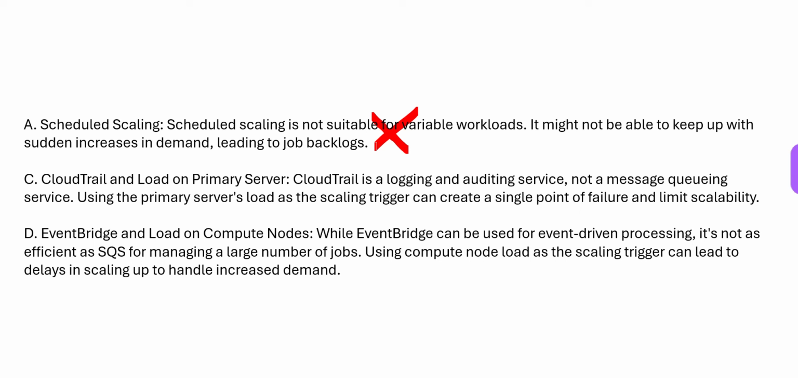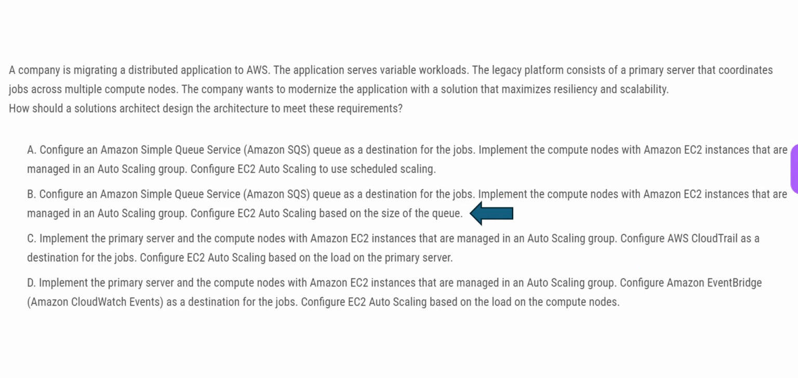Now C says we will use CloudTrail and load the primary server. CloudTrail is a very different service, a logging and audit service. It is not a message queue service. D says EventBridge. EventBridge is for event-driven processing. It is not as efficient as an SQS queue, first of all. And using compute node load as a scaling trigger can lead to delays in scale up. So this solution will not work. In this case, B is our answer because it makes it resilient and scalable.